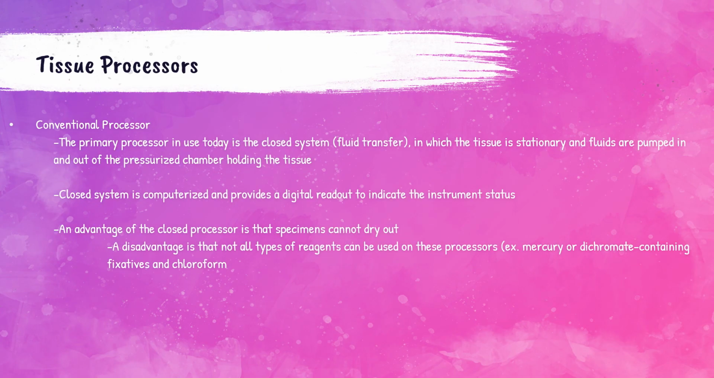A tissue processor is a piece of equipment that automatically processes tissues. There are two main types of tissue processors, an open system or tissue transfer, which transports tissues from one solution to the next solution, and a closed system or fluid transfer, where the tissue is held still and the necessary fluids are pumped in and out of it. The closed system is completely computerized and prevents specimens from drying out. One disadvantage of this is not all reagent types that are necessary for tissue processing can be used on these processors.